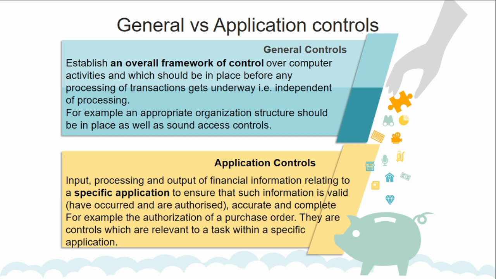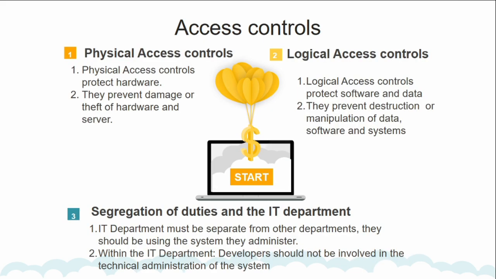The password and the control is specific to, for example, Facebook. Facebook is a good example because whenever you're entering Facebook, you need to actually have your PIN code before you enter. So that is an example of a specific application control. It's only specific to, for example, Facebook. So that's the difference between general and application controls.